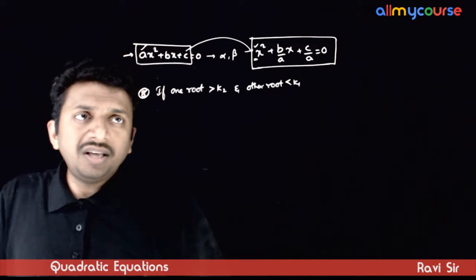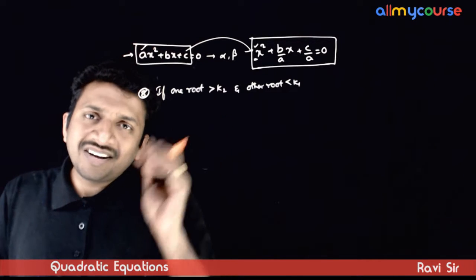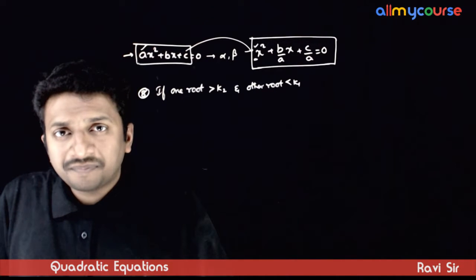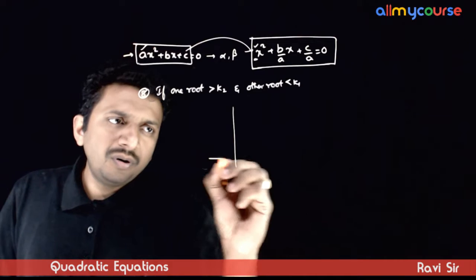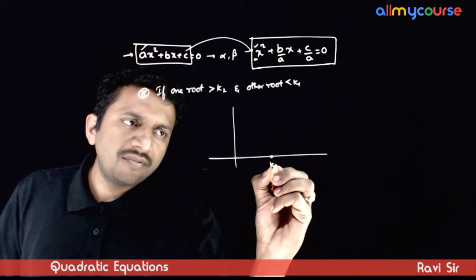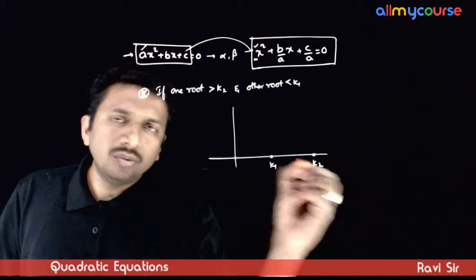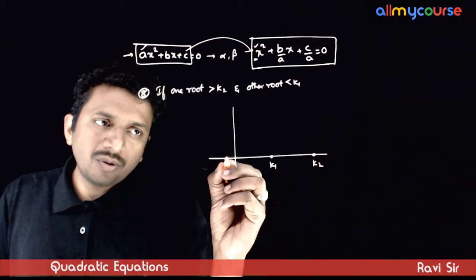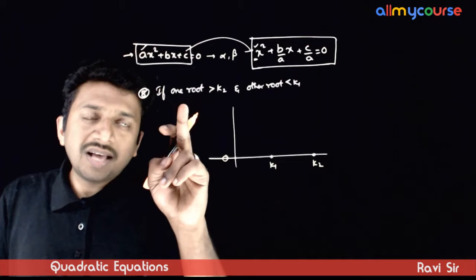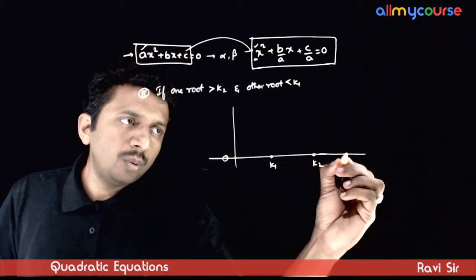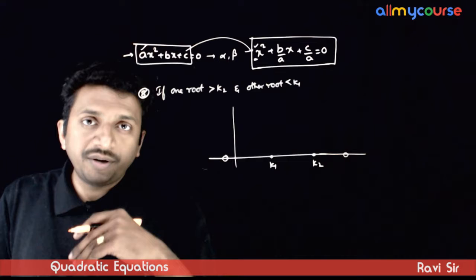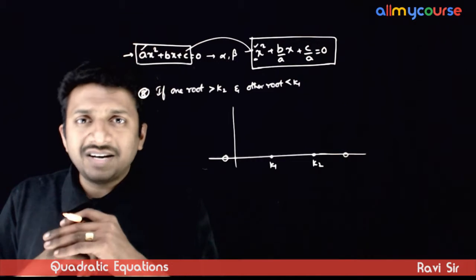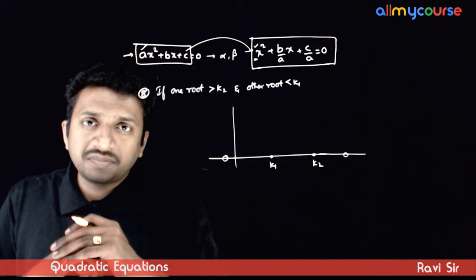So the next condition is if one root is greater than k2 and the other root is less than k1. If you go to the graph, let us say that you have two numbers k1 and k2. I want one root to be less than k1, that is one root has to be on this side, and the other root has to be greater than k2, that other root has to be on that side of k2. So if this is so, how do we get the conditions which ensure that this happens?